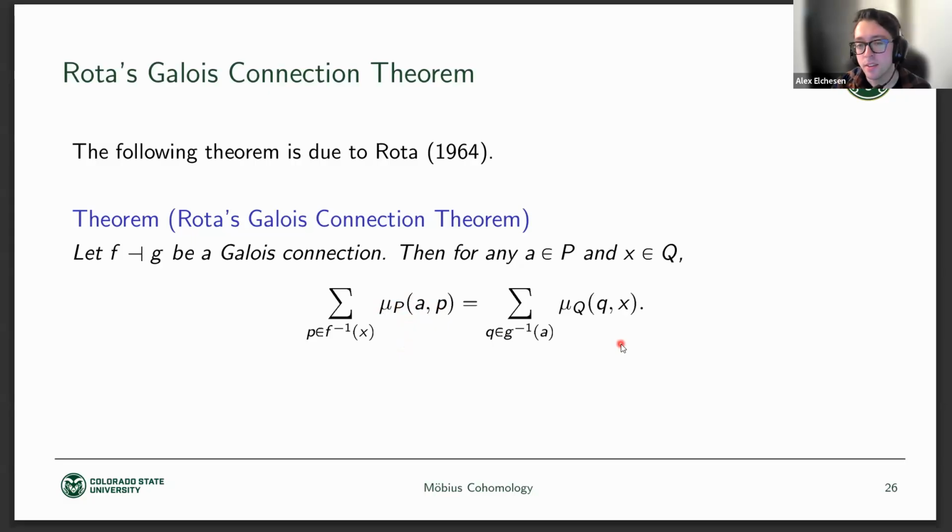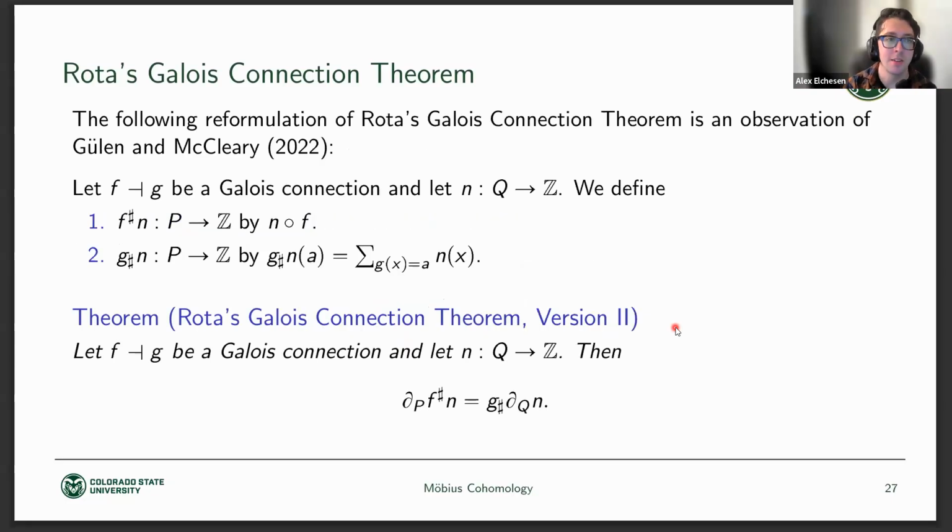I can do the same thing on the other hand. I can fix X, and I can look at all those Q's in big Q that map to A under G, and I can add up all those Möbius functions. And those two things should give us the same thing. Okay, so a nice identity, but maybe a little opaque. So let me give you a nice reformulation, which is an observation of Aziz Gulen and Alex McCleary.